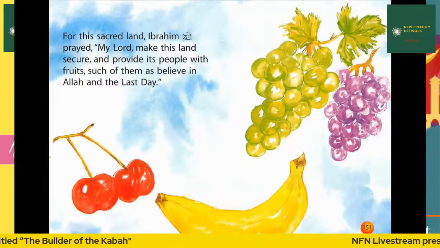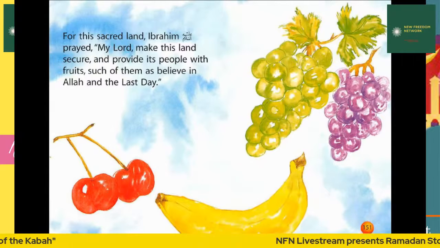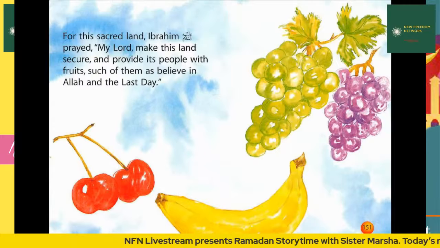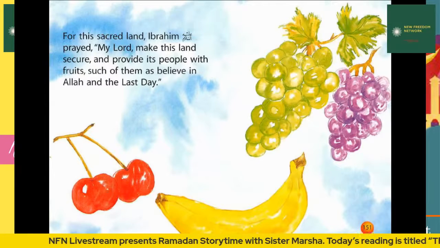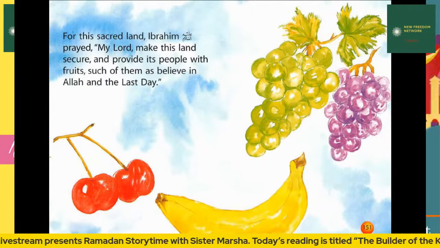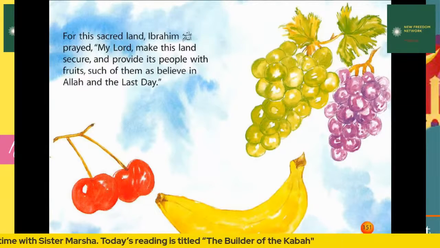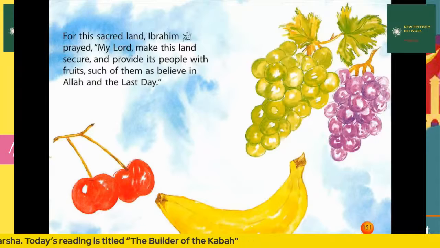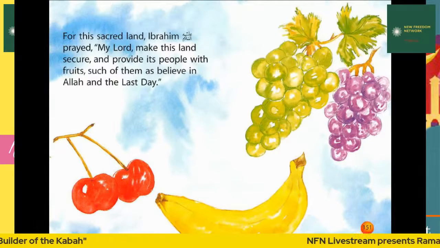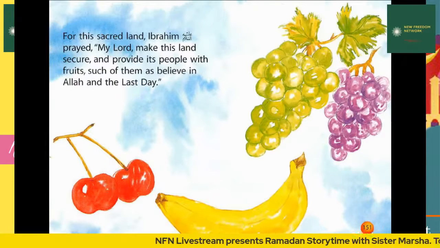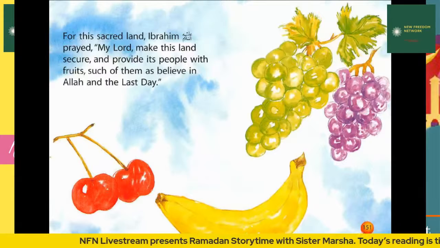For this sacred land, Ibrahim prayed, "My Lord, make this land secure and provide its people with fruits, such of them as believe in Allah in the last day." And so on our screen, we see some fruits that the Prophet Ibrahim prayed to Allah for the people who lived in the area.